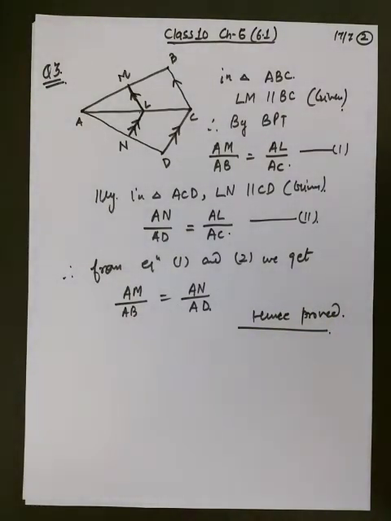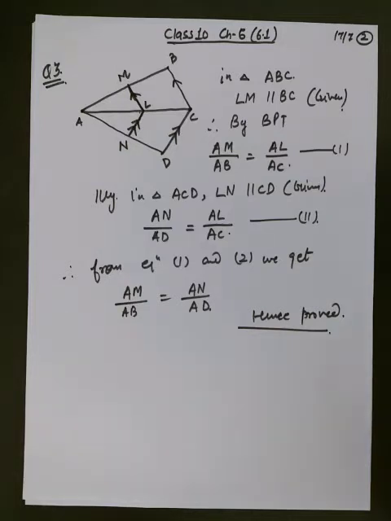Let us go to question number 4. Again in question number 4 the figure is given and you can see in the figure DE is parallel to AC and DF is parallel to AE, and you have to prove that BF/FE is equal to BE/EC.